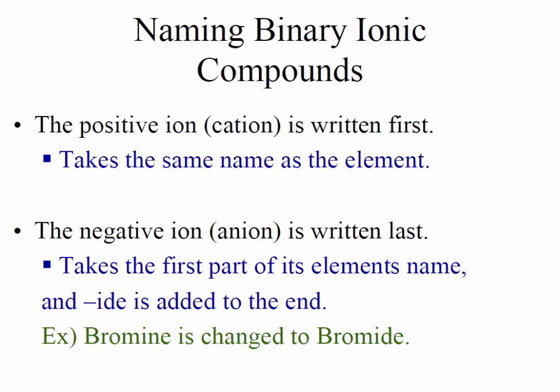The positive ion is always written first, and that has the same name as the element. The positive ion is going to be the metal, the ones to the left of the periodic table. The negative ion, called the anion, is written last. You take the first part of the element's name and change the ending to "ide." So for example, bromine would become bromide, oxygen would become oxide.